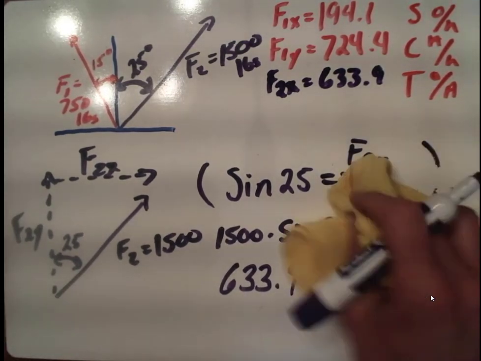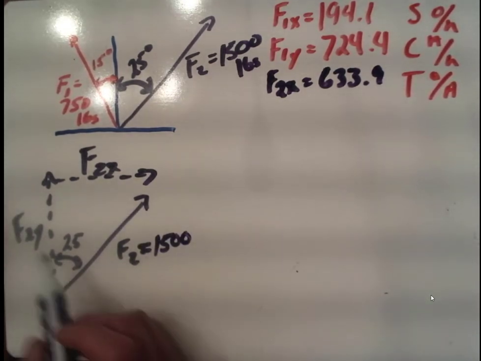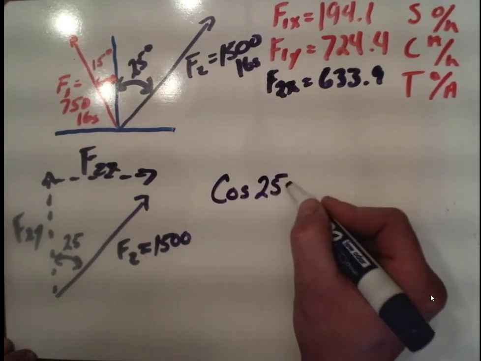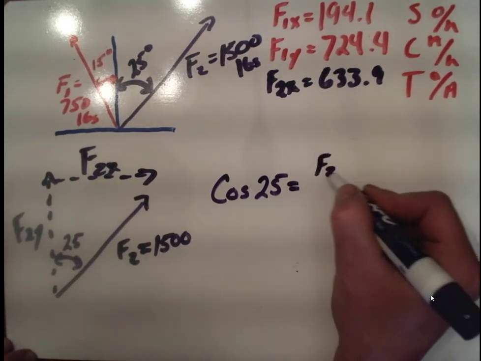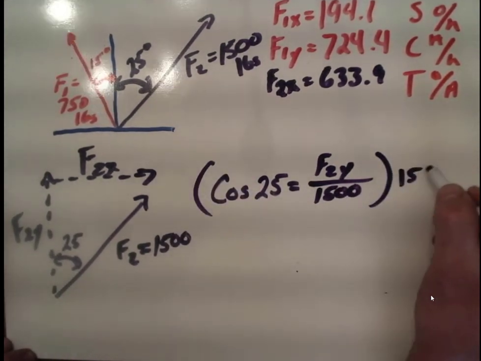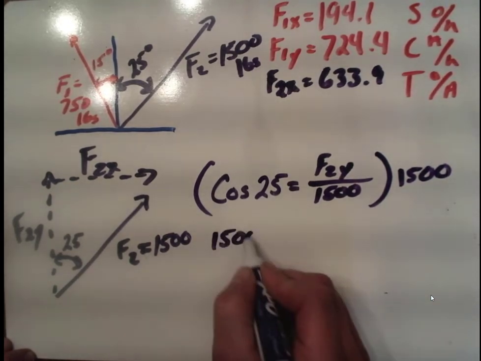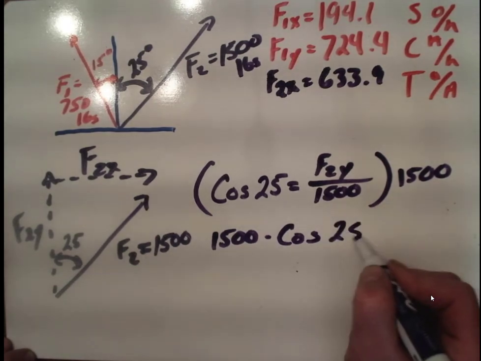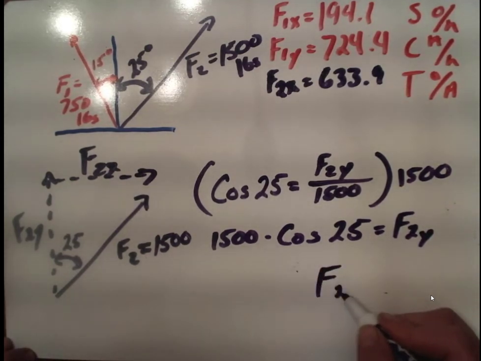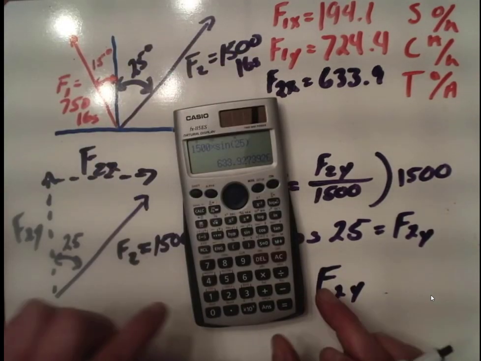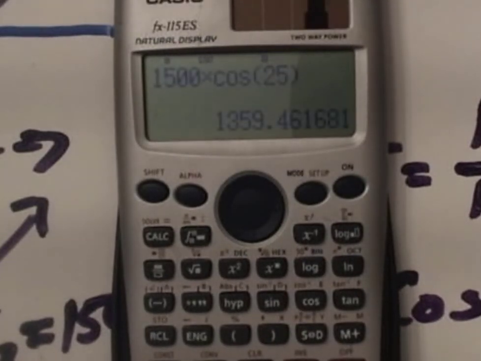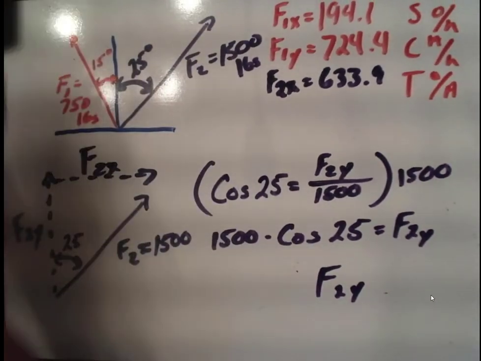Now force 2 sub y. Force 2 sub y is our adjacent, force 2 our hypotenuse. Adjacent over hypotenuse is cosine 25 equals force 2 sub y divided by force 2, which we know is 1,500. Multiply the whole thing times 1,500, and we get 1,500 times cosine 25 equals force 2 sub y. Force 2 sub y equals 1,500 times cosine 25 equals 1359.4.